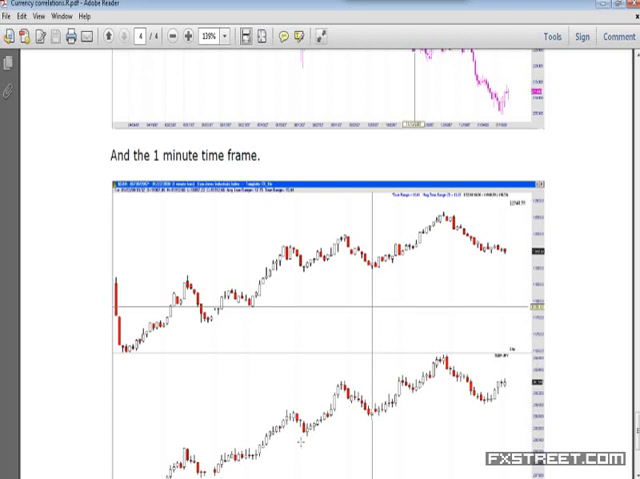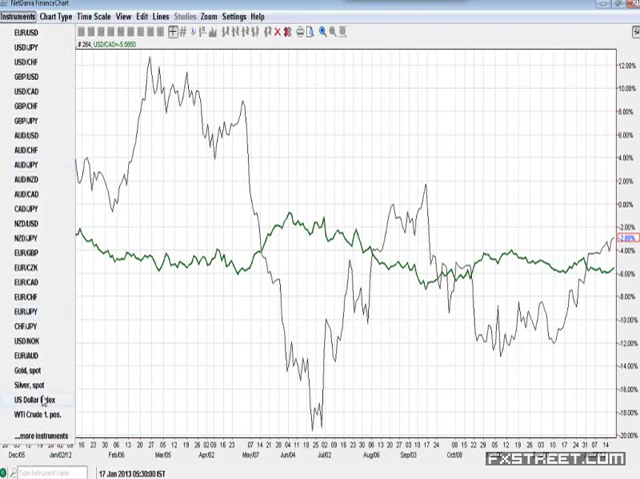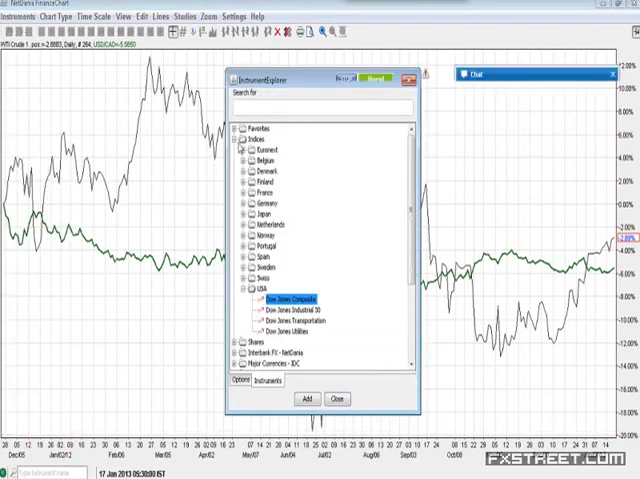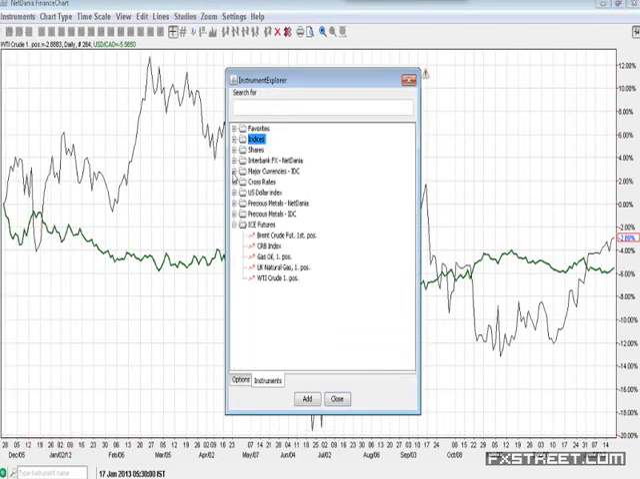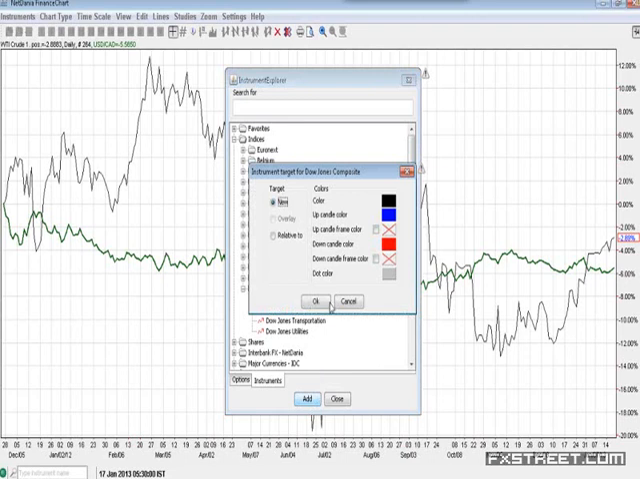Right, let's see if we can see the correlations here. Let's see if we have some more instruments. You have indices, you have cross rates, you have metals, you have futures. Let's go to the indices. USA index, Dow Jones. Let's take the Dow Jones composite. Right, so we take the Dow Jones composite. We are on a daily time frame. Okay, this looks good.